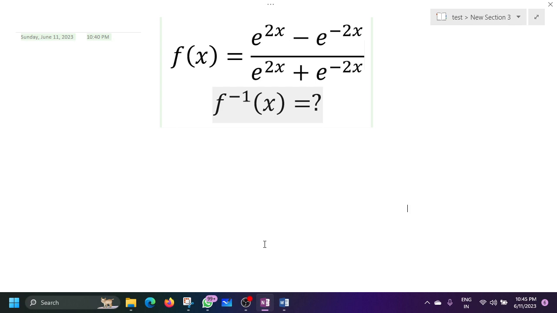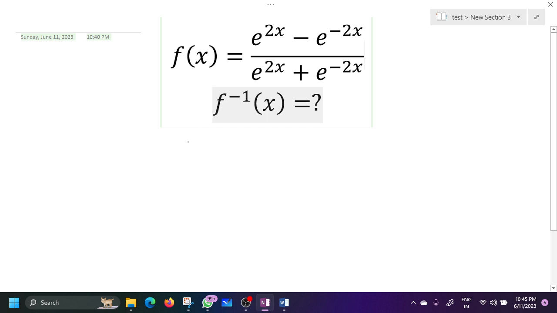Welcome everyone. We have this nice little problem on finding the inverse of a function. First I will solve the problem, and then I will explain what the inverse of a function is and what the conditions are to find the inverse of a function. Okay. So let's first find the inverse of this function f(x).